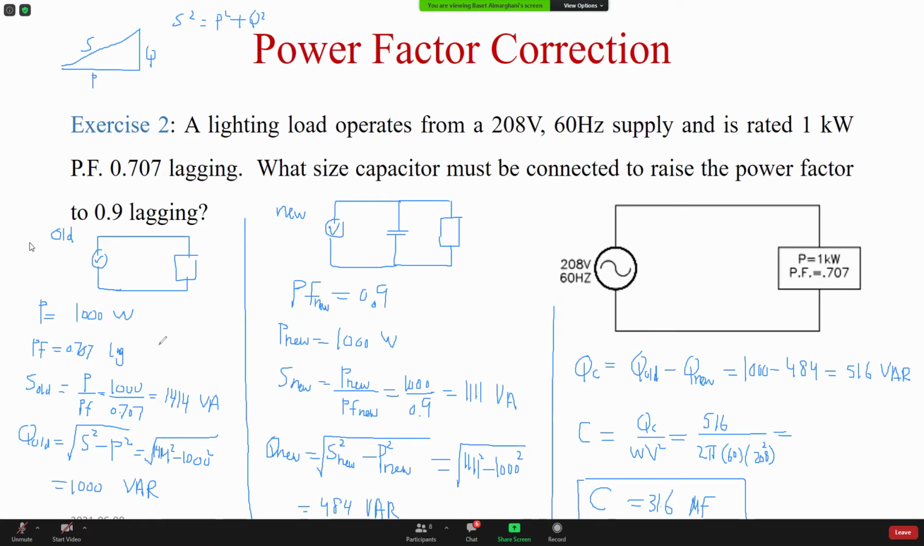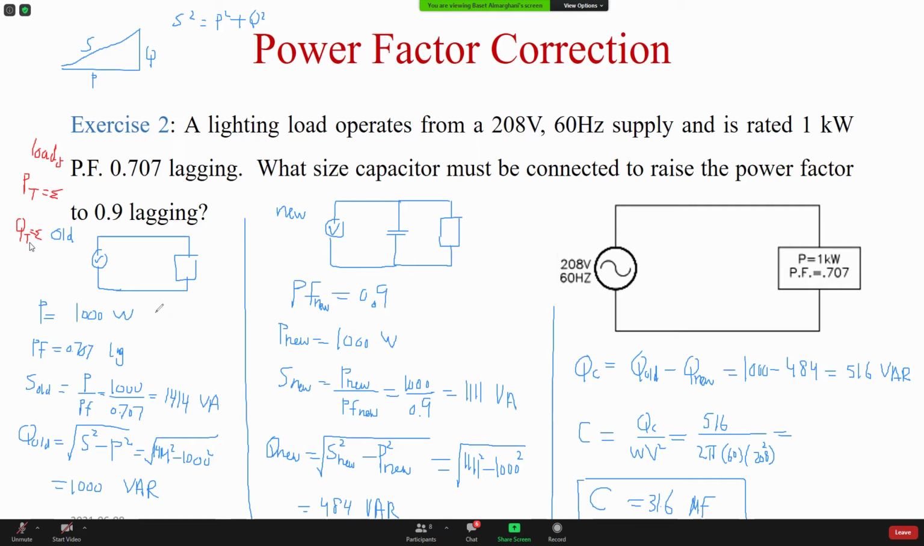Okay. If you have more than one load, you're gonna combine them here into one load. Instead of one, you have more connected here. So you combine them, you're gonna find P total and Q total. It's the sum of all the P's and the sum of all the Q's. Then once you have the total, do the QC and C.